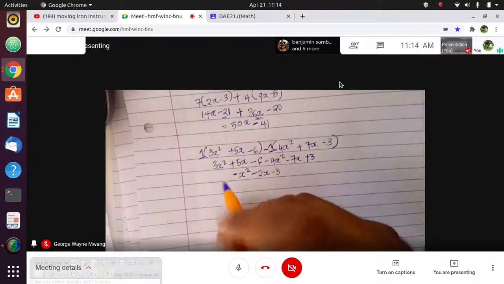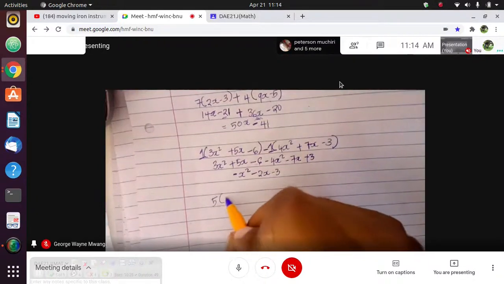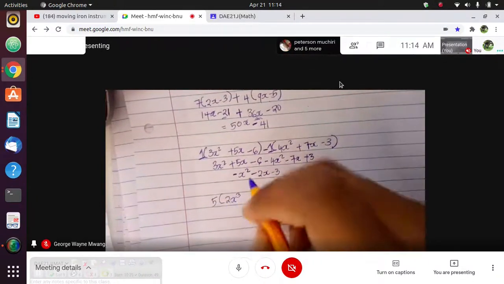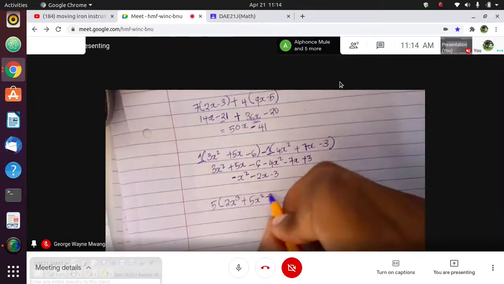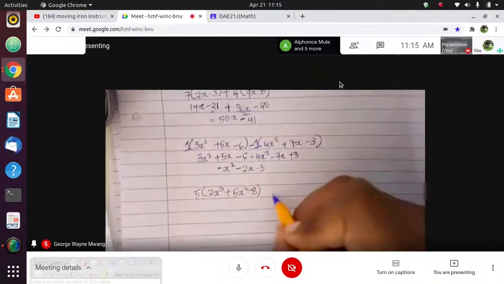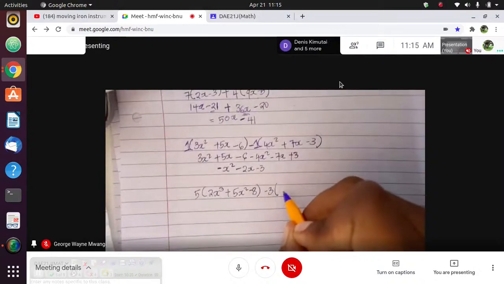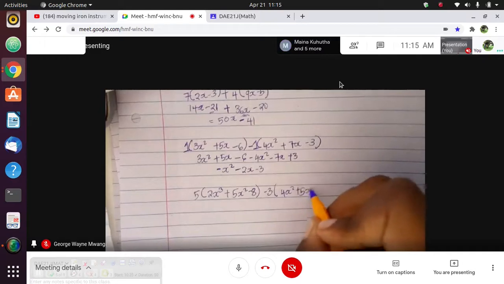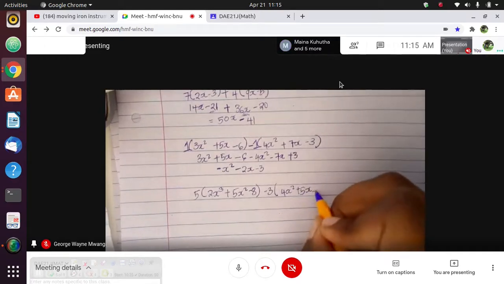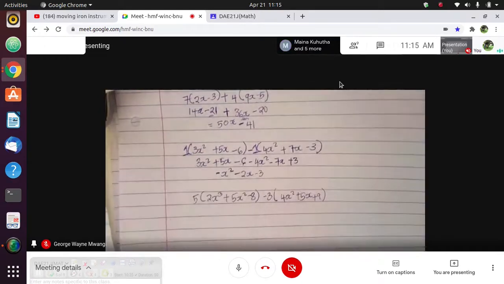Now, this example 5: 2x cubed plus 5x squared minus 8 minus 3 into brackets 4x squared plus 5x plus 9. Simplify that expression.